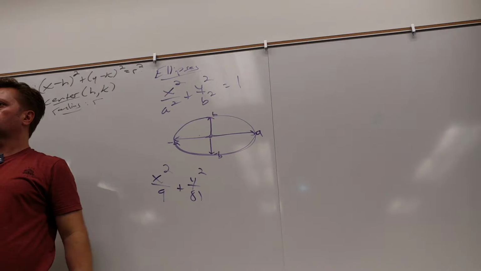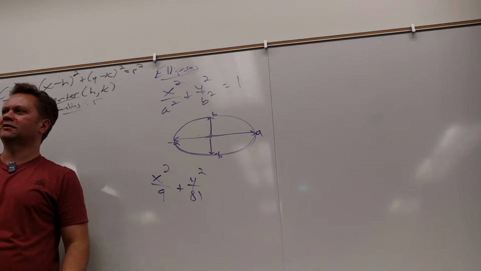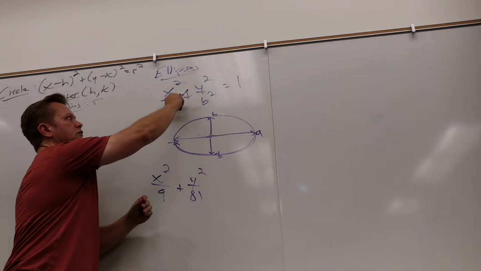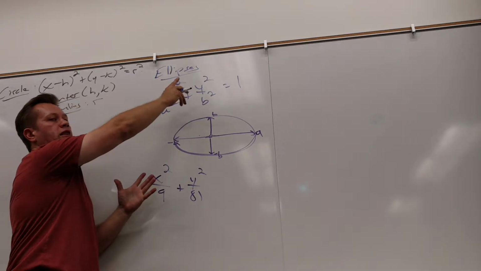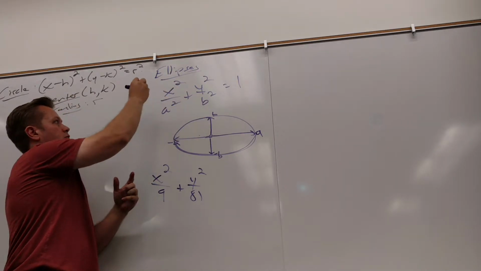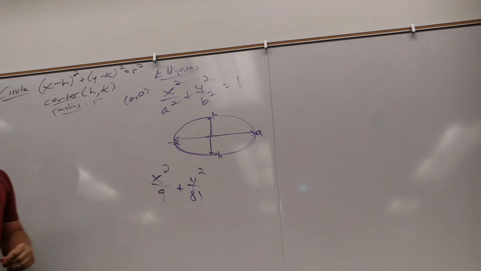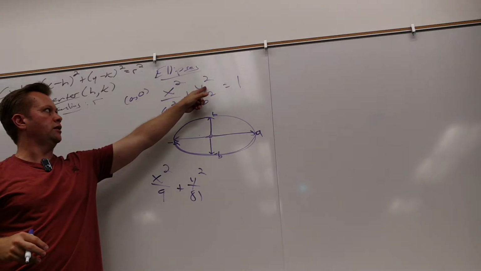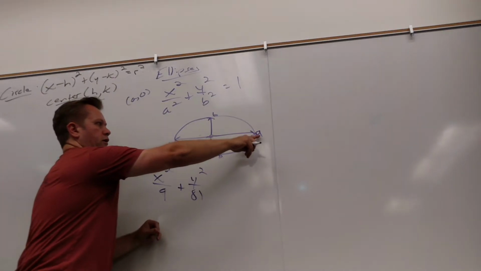Depending on what a and b are, different points will make this equation work. One point that would make this equation work is the point (a, 0). Can you see how that works? If I plug a in here and 0 in there, don't I get a squared over a squared, which is 1? So the point (a, 0) works.